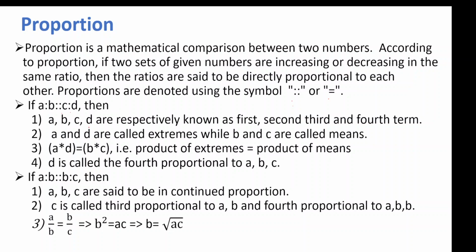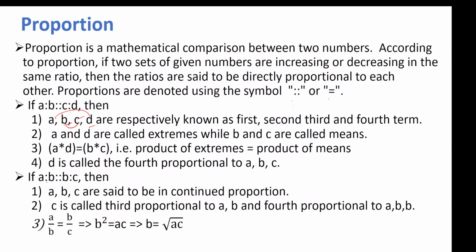Then A, B, C, D are respectively known as the first term, second term, third term, and fourth term. A and D are called the extremes. B and C are called the means. Always the product of extremes is equal to the product of means. That means A into D is equal to B into C. D is called the fourth proportional to A, B, C.